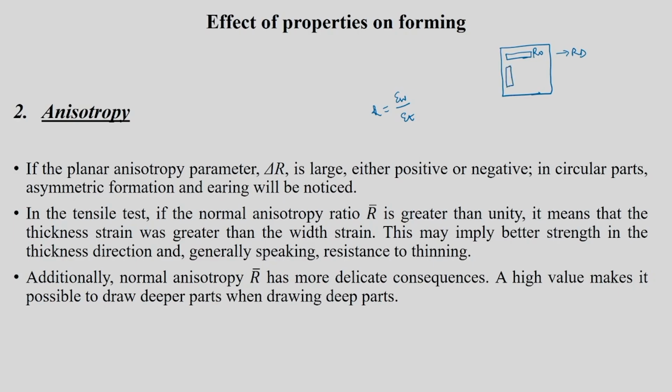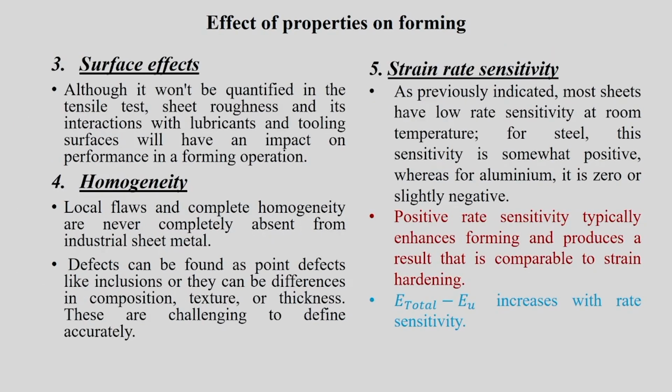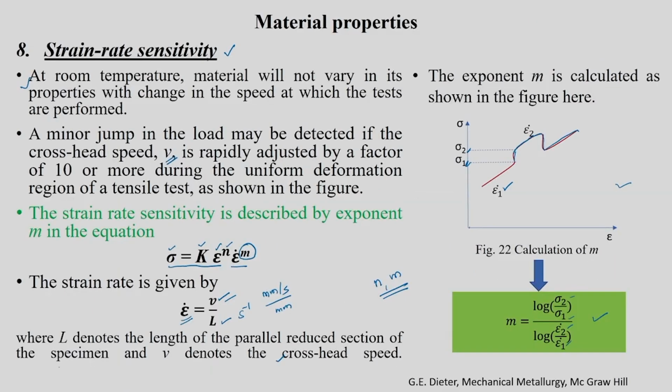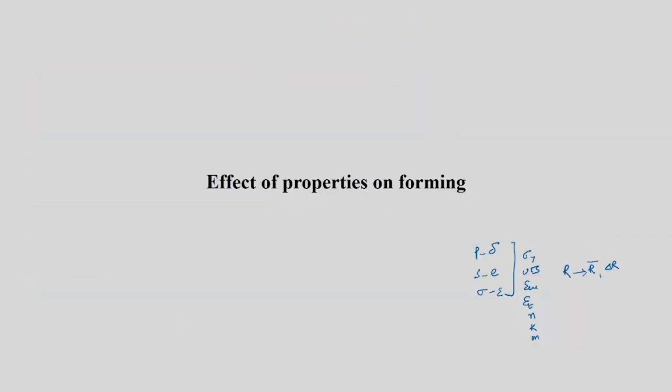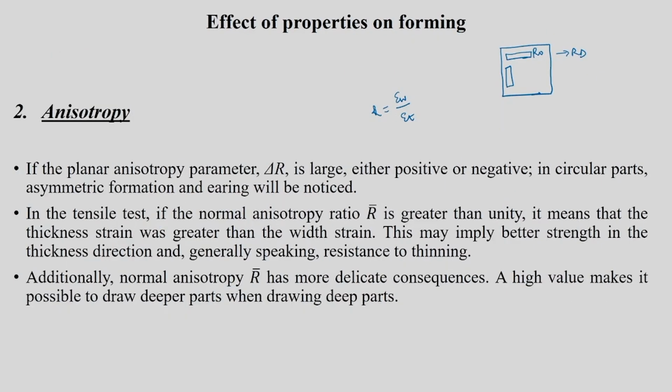You take the same rectangular sample, deform it, and calculate the R value as I discussed yesterday. This one is R90, and at any other angle you can pick up 45 degrees. This is also 45 degrees, so you will get R45 two times. From these you can get R bar by using R0, R45, and R90.